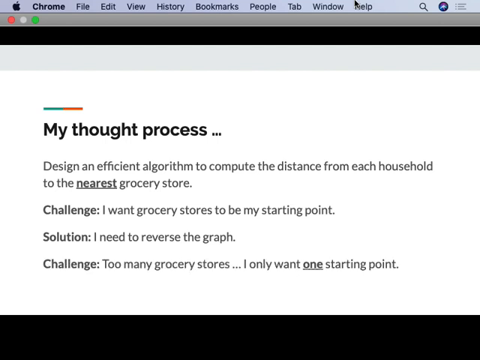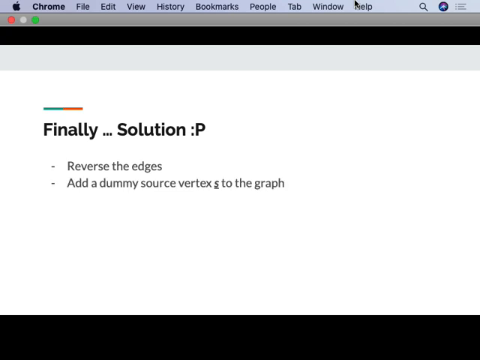So our challenge right now is that there are too many grocery stores, and you only want one starting point. Notice that there is a way to merge them. If you add a dummy source vertex to the graph and add a 0 weight edge from the source vertex to each of the grocery stores, then this single dummy vertex can represent all grocery stores. So here's what I mean.